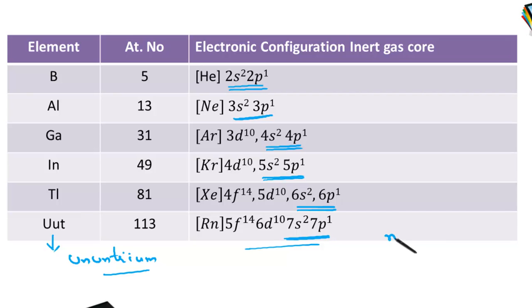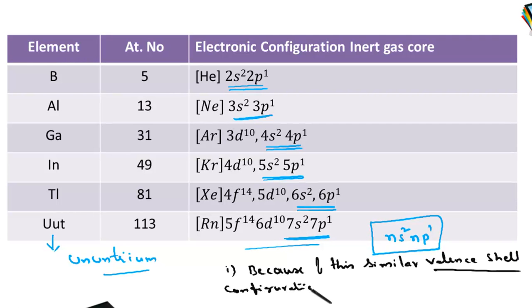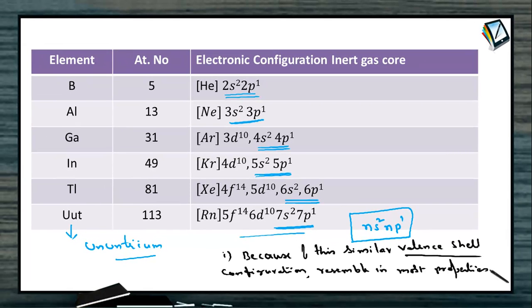Thus, we write the general valence electronic configuration for the members of this group as ns2 np1. Because of this similar valence shell electronic configuration, the members belonging to this group resemble one another in most of their properties. This is the reason.